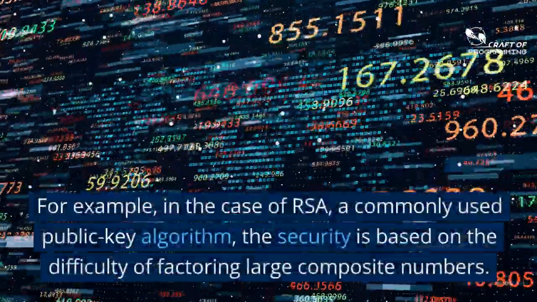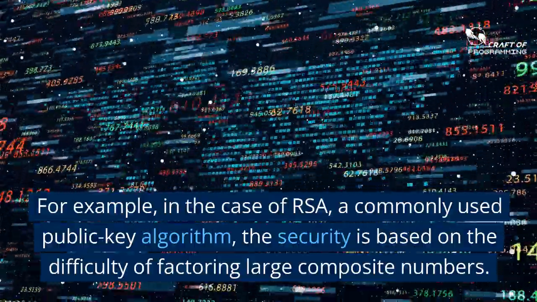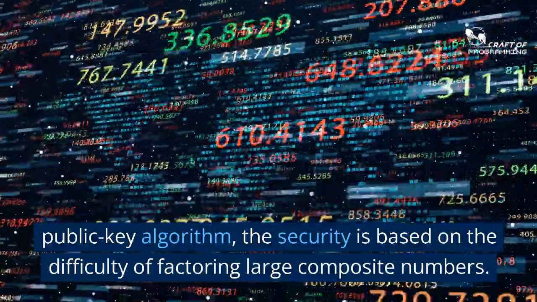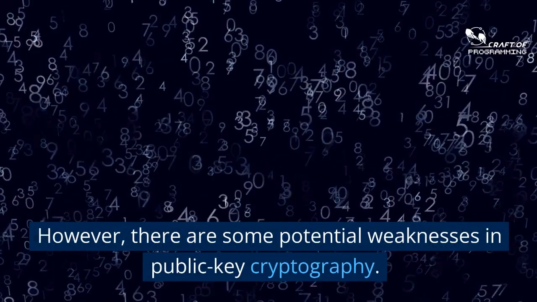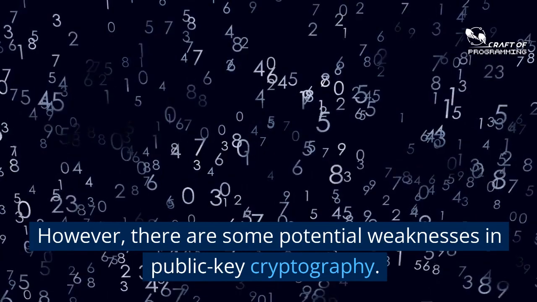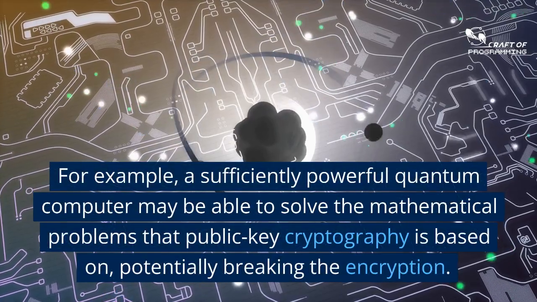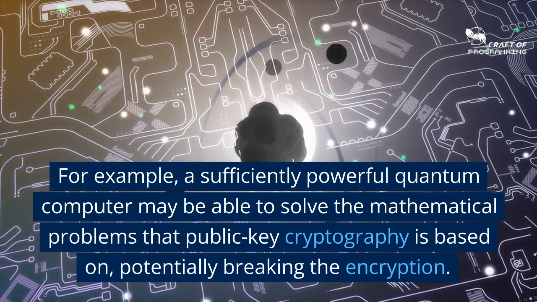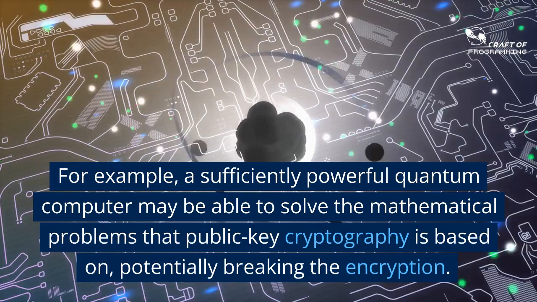For example, in the case of RSA, a commonly used public key algorithm, the security is based on the difficulty of factoring large composite numbers. However, there are some potential weaknesses in public key cryptography. For example, a sufficiently powerful quantum computer may be able to solve the mathematical problems that public key cryptography is based on, potentially breaking the encryption.